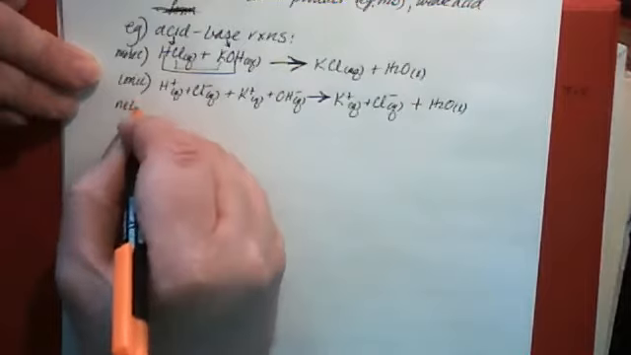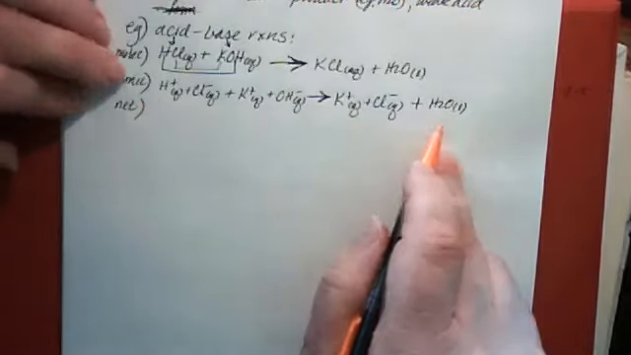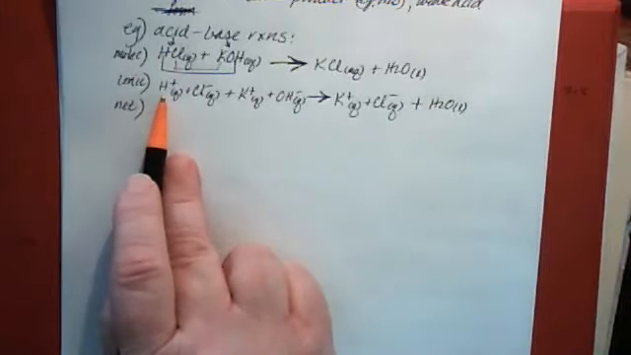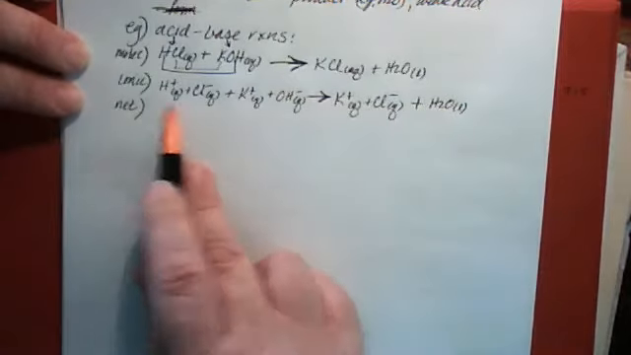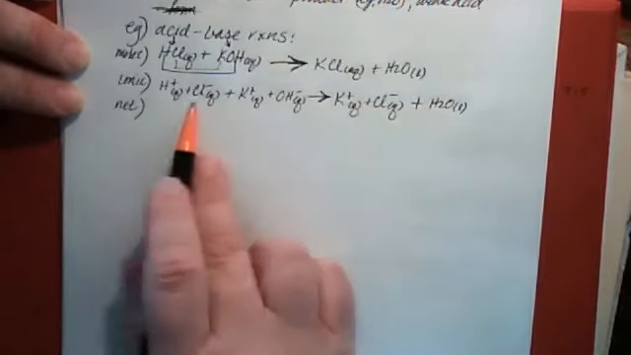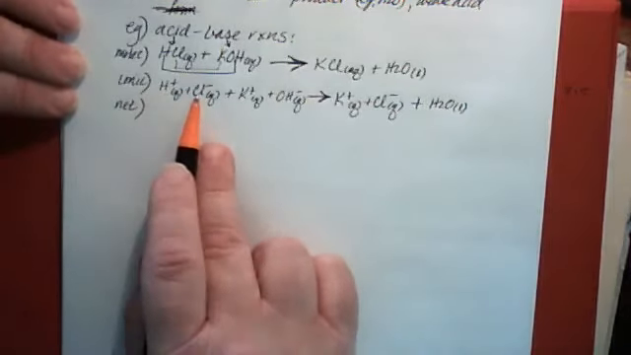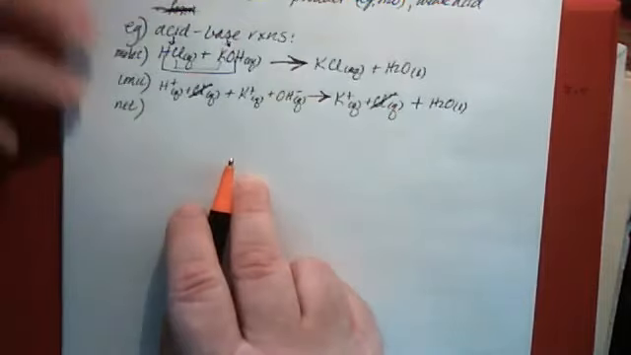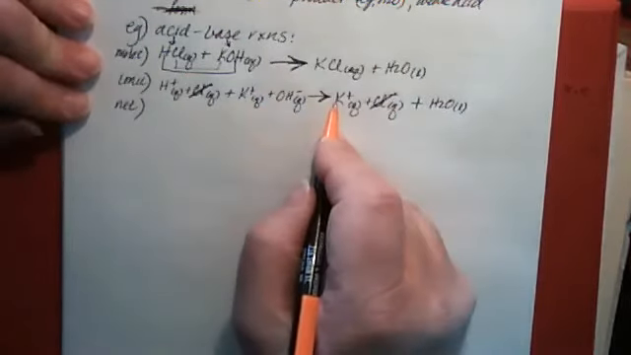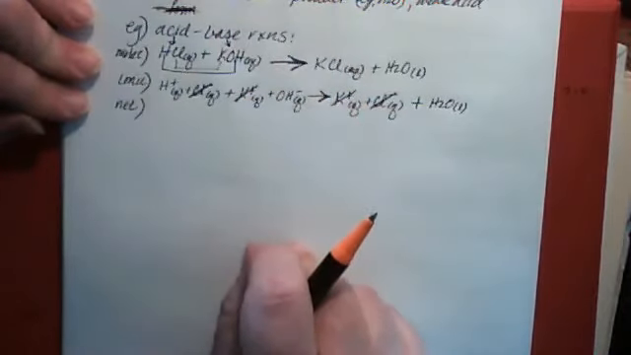And we can write a net ionic equation for it after eliminating the spectator ions. Now, when we come to the H+, remember H+ comes out as part of H2O. That's a change, so that is not a spectator ion. We have to keep the H+. The Cl-, though, comes out as Cl-. That means Cl- is a spectator ion. The K+ comes out as K+. That means K+ is a spectator ion, and that can go.